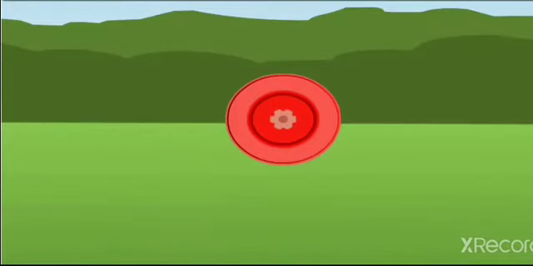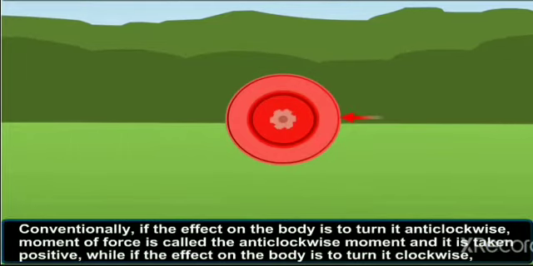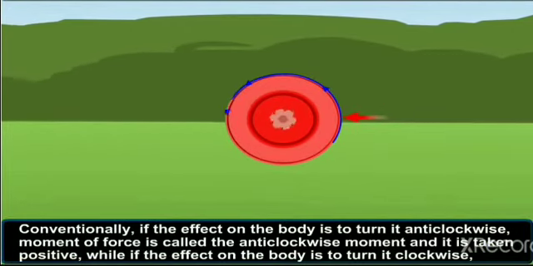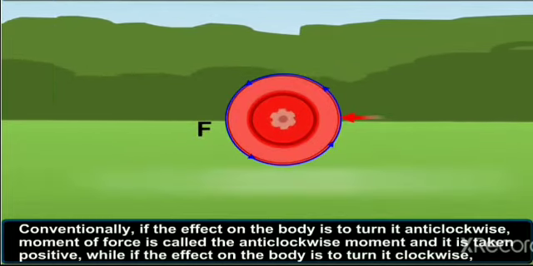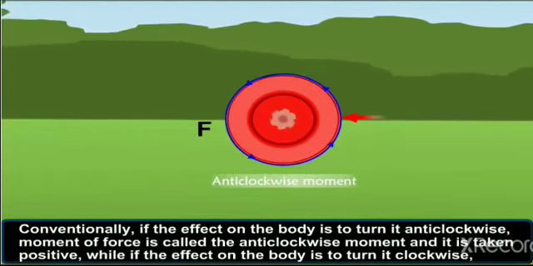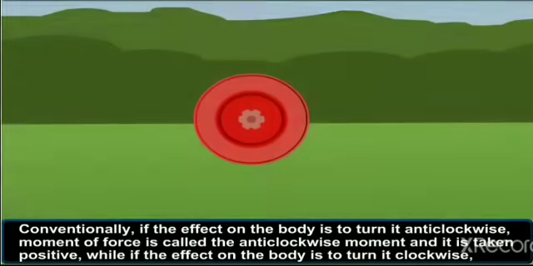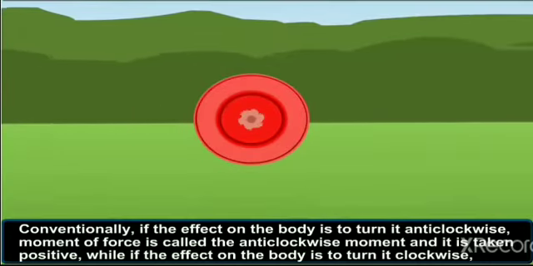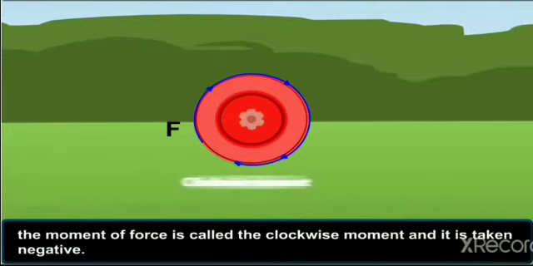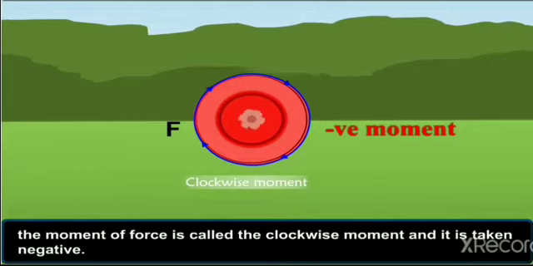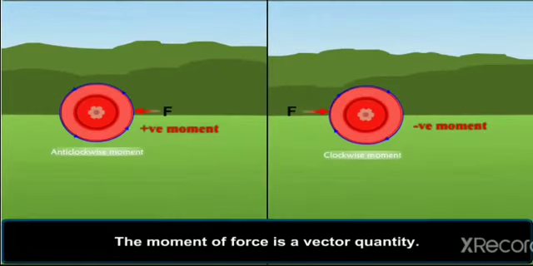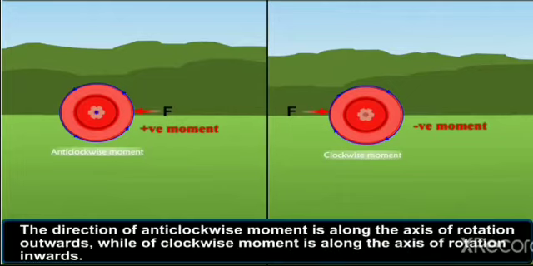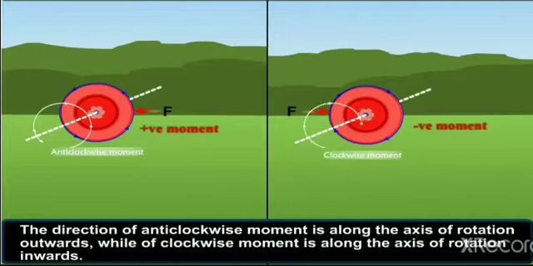Clockwise and anti-clockwise moments. Conventionally, if the effect on the body is to turn it anti-clockwise, moment of force is called the anti-clockwise moment, and it is taken positive. While if the effect on the body is to turn it clockwise, the moment of force is called the clockwise moment, and it is taken negative. Remember this. The moment of force is a vector quantity. The direction of anti-clockwise moment is along the axis of rotation outwards, while of clockwise moment is along the axis of rotation inwards.